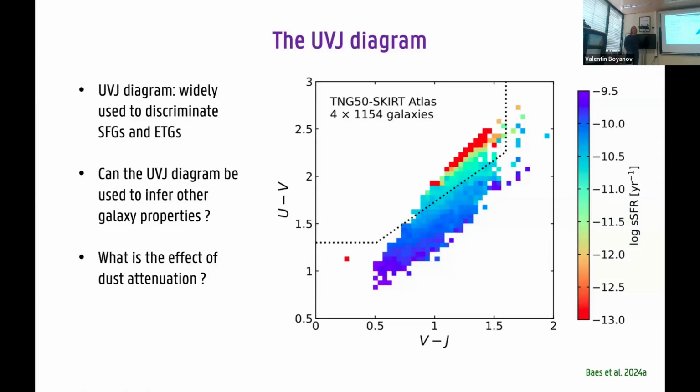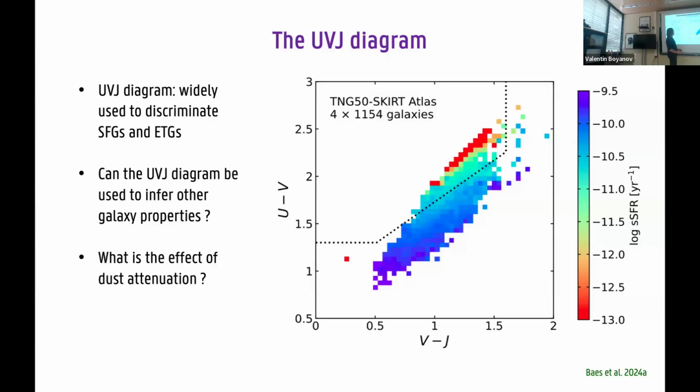This is the UVJ diagram. It's a diagram where we put galaxies as a function of rest-frame color. This is the UV-optical color, and this is an optical near-infrared color. Every galaxy, the whole population of galaxies, is plotted here. This diagram is often used to separate star forming from early type galaxies. Typically people use a region like this. Everything that is here is an early type galaxy, and everything that is here is a star forming galaxy.